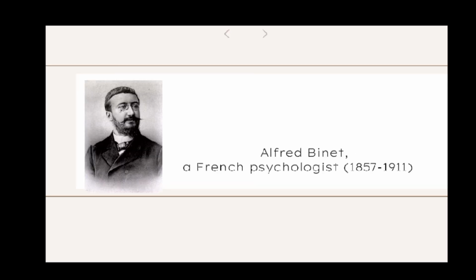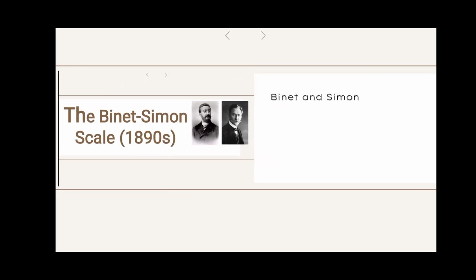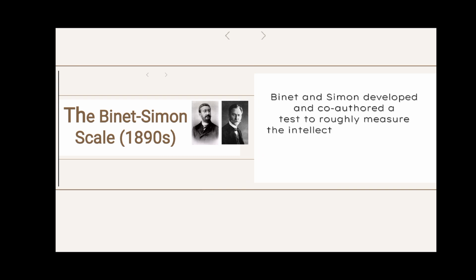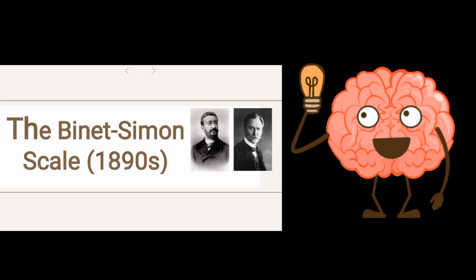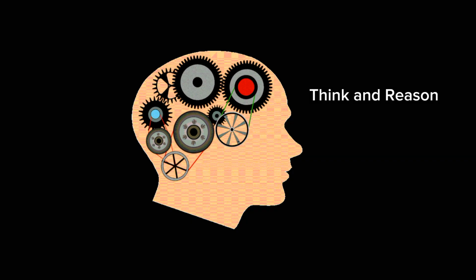Binet was hired by the French school system to develop tests that would identify children who were not learning and would not benefit from further education. Together, Binet and Simon developed and co-authored a test to roughly measure the intellectual development of young children between the ages of 3 to 12. They wanted to find a way to measure the ability of children to think and reason.